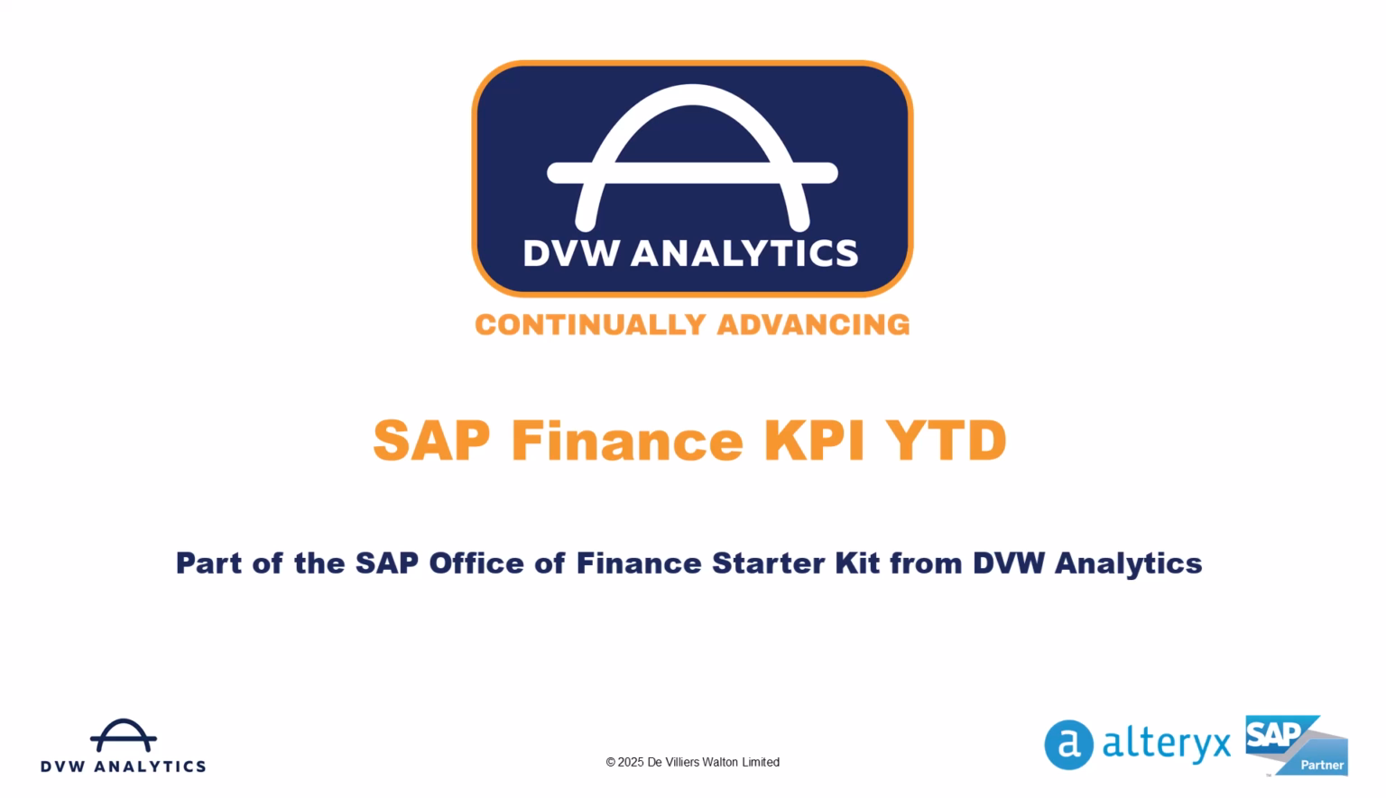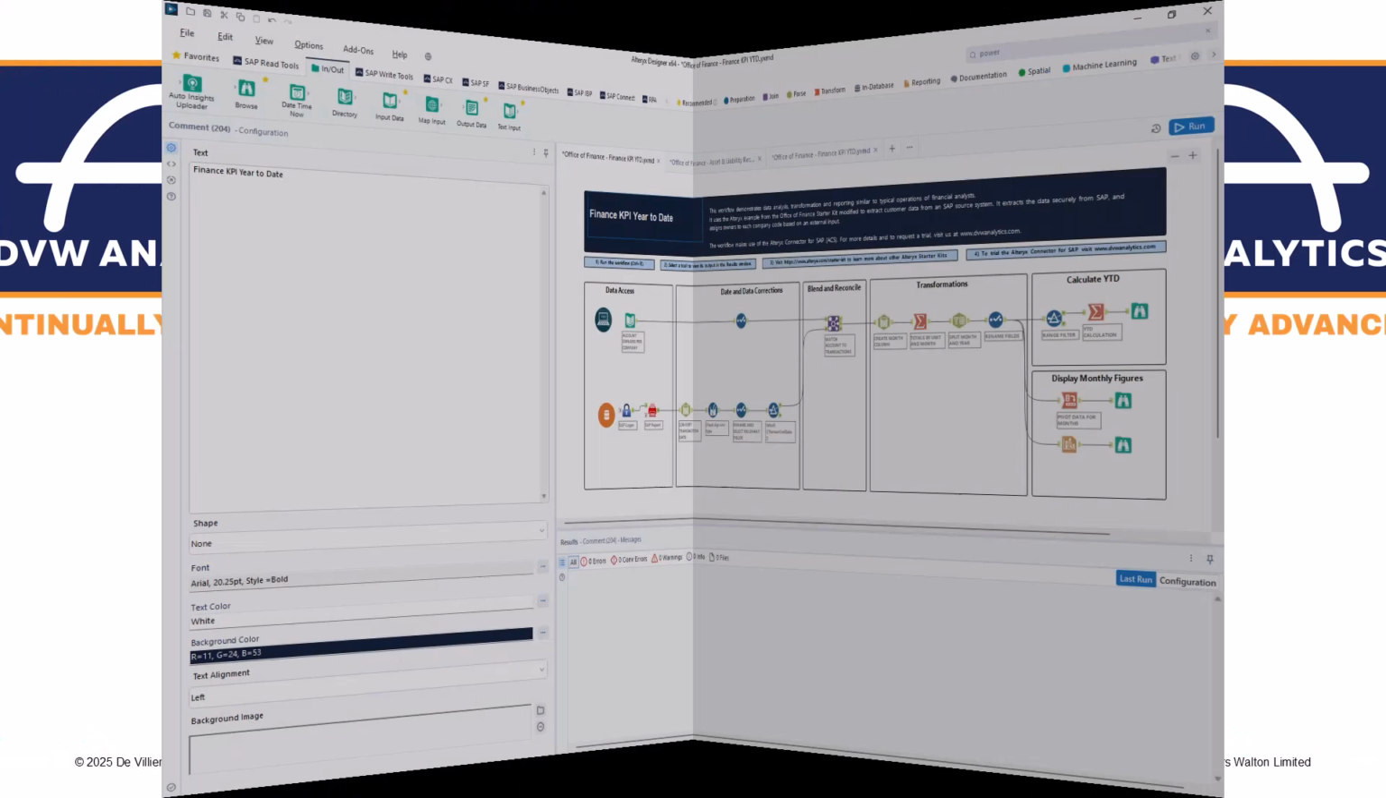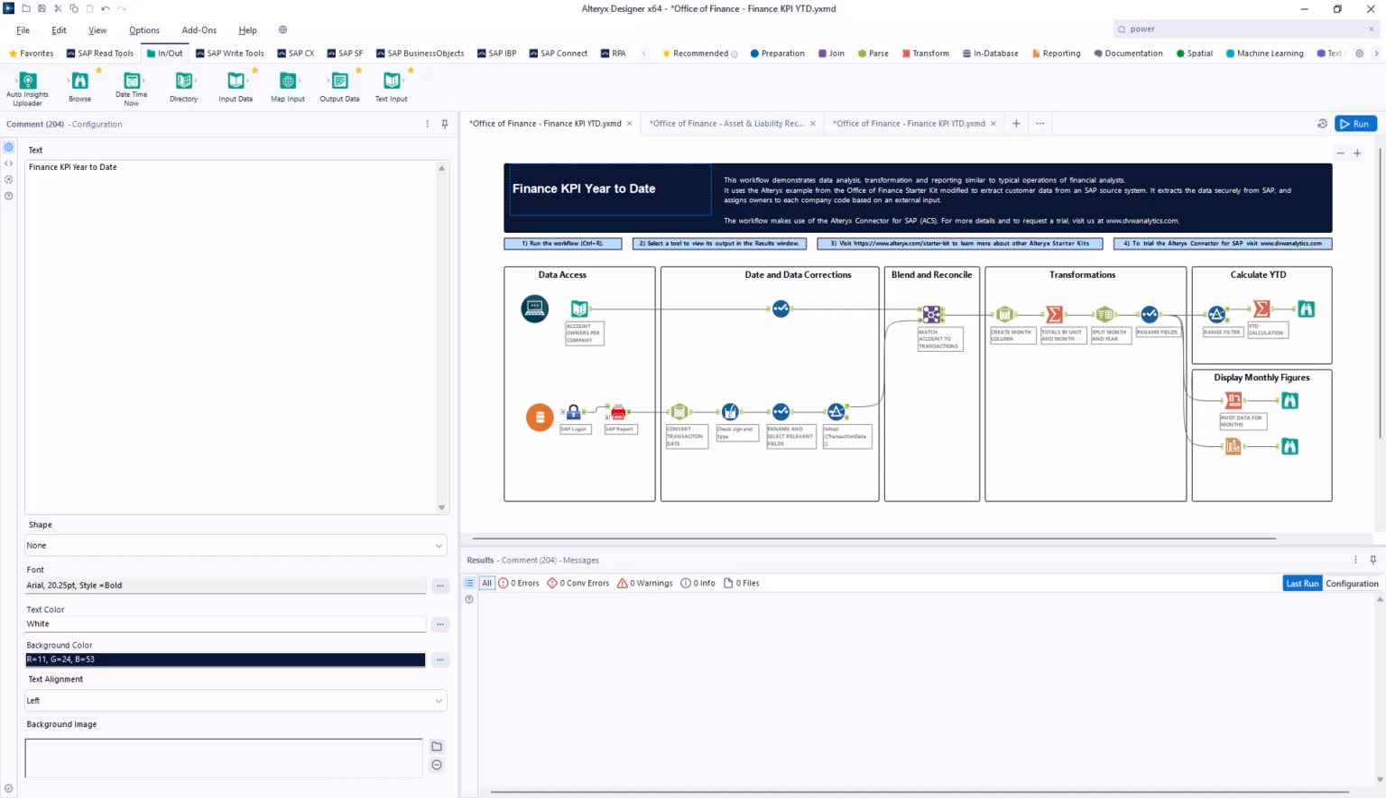Today we are looking at the Year-to-Date KPI Workflow, part of the Alteryx SAP Office of Finance Starter Pack. Good controls require timely, accurate and easy to visualize information. This workflow builds on the standard Alteryx Starter Pack by taking general ledger line items for doubtful debtors directly from the SAP system and displaying their monthly movements for each company code.